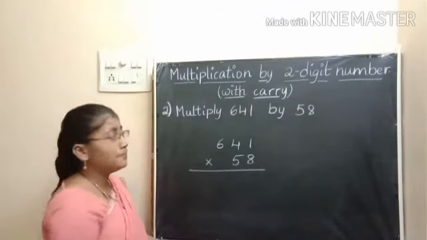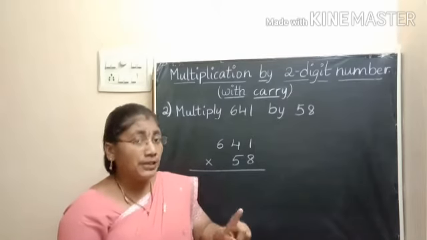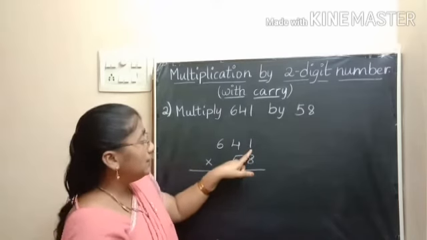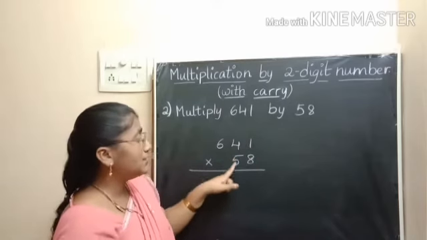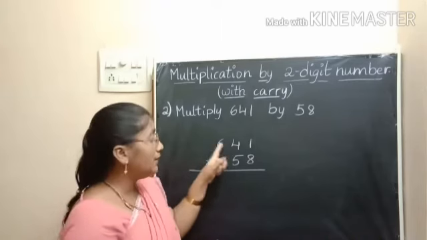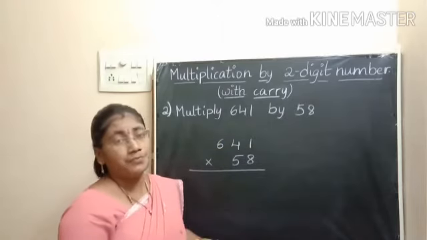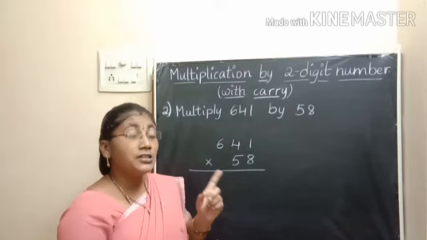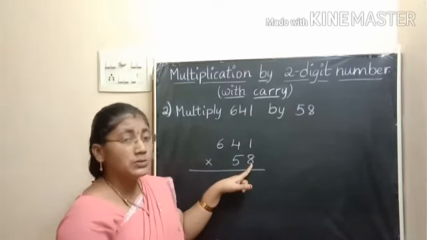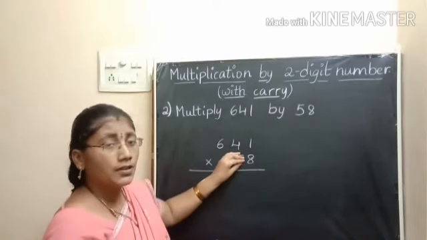Understood, children? Now, we should start our multiplication with the ones column. Already we know that this is ones column, tens column and hundreds column. And we should multiply each and every digit of multiplicand with each and every digit of multiplier. Understood, children? First we should start our multiplication with the digit in ones place. Just ignore this 5. Understood?